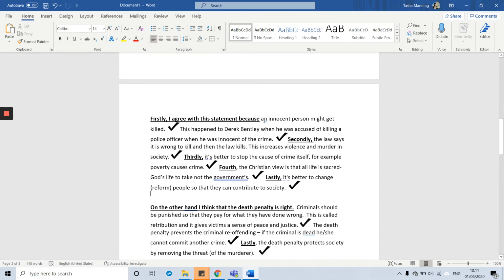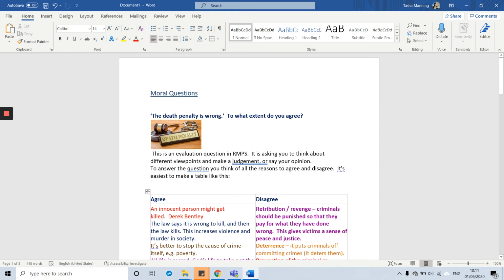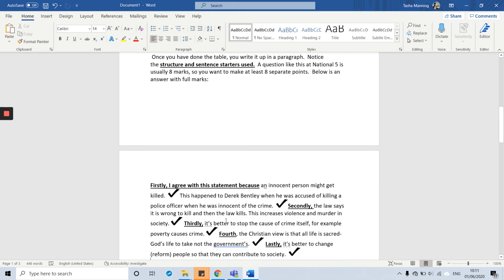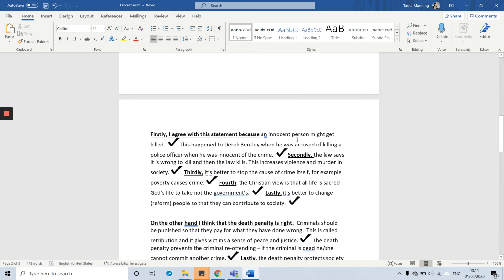So first of all, notice this sentence starter. Firstly, I agree with this statement, because the statement, remember, is the death penalty is wrong. And then you give reasons why you agree with this statement. An innocent person might get killed. That's a mark, okay? This happened to Derek Bentley when he was accused of killing a police officer when he was innocent of the crime. There's your second mark. Also, if you give an example that's developed, and this is a good example of that, it's a second mark. So that's 2 marks so far.